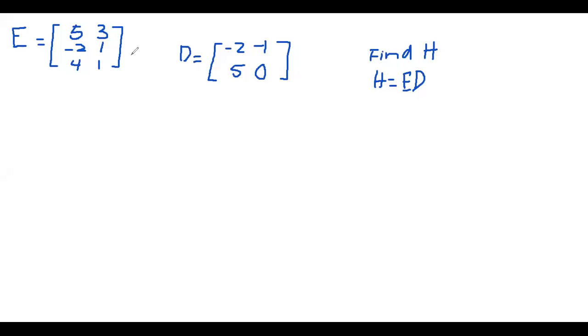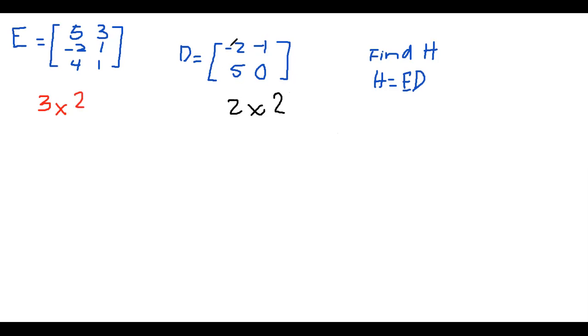E is 5, 3, negative 2, 1, 4, 1. And D is negative 2, negative 1, 5, 0. We have to simplify H. Whenever you try to multiply two matrices, always think of the dimension. So what is the dimension of this one? We always go by rows and columns. This one has 3 rows by 2 columns, and this one has 2 rows and 2 columns, so it's 2 by 2.